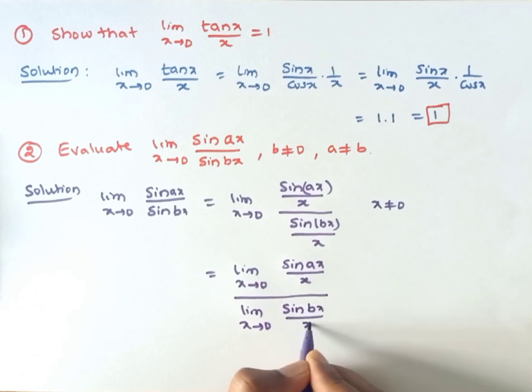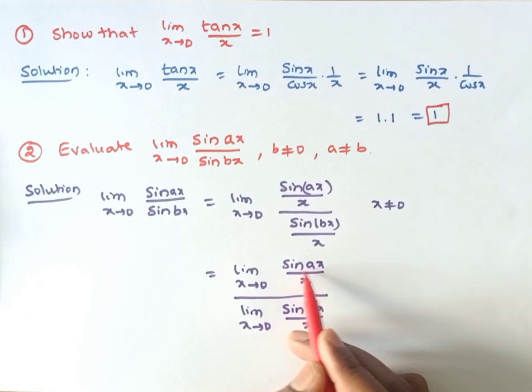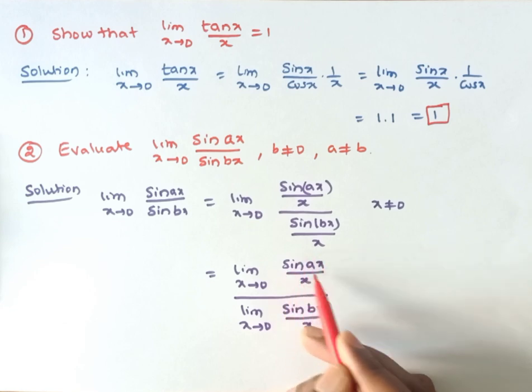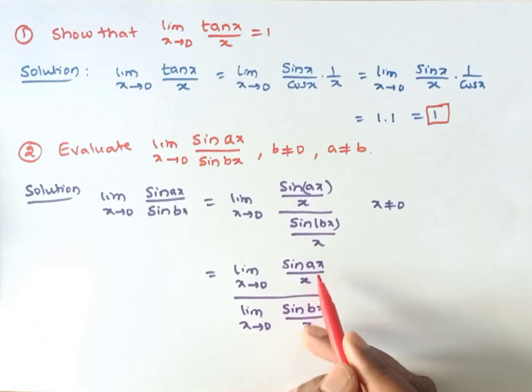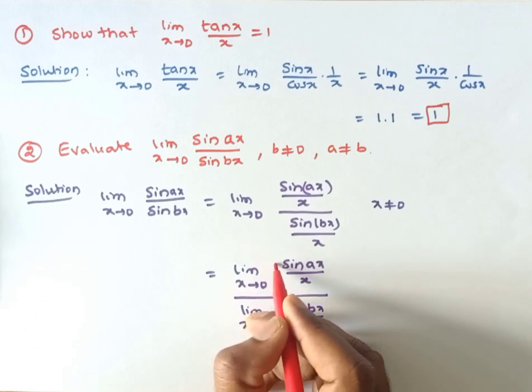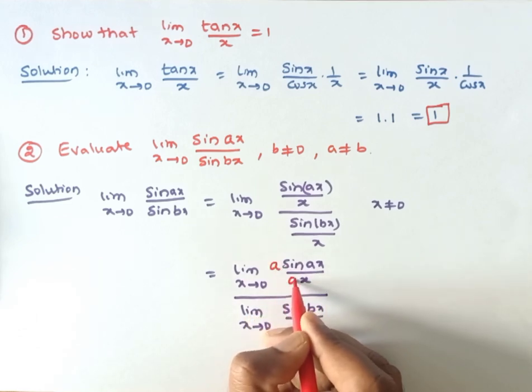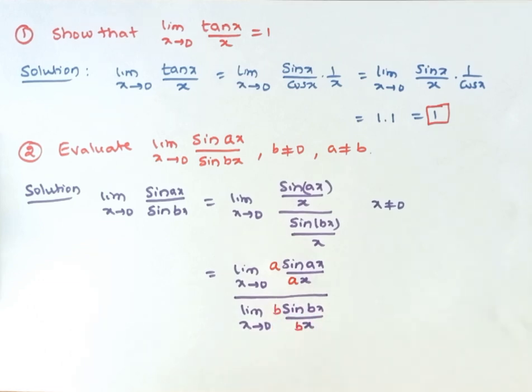Now we know the formula sin x by x, as x goes to 0, is 1. But here it is sin of ax in the numerator, while the denominator is x only. This quantity is 1 whenever the angle is the same. So here ax is present, and you need to make the denominator a. Since a is a constant value, we can multiply and divide with a. Now similarly for b. Then what happens?